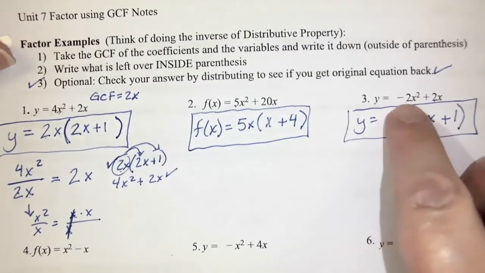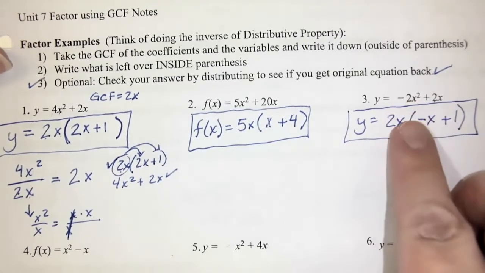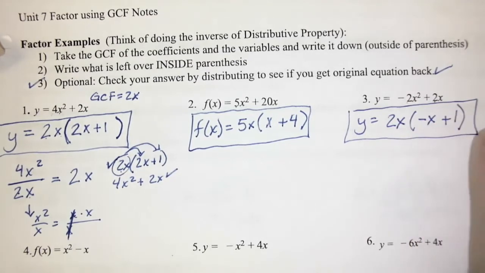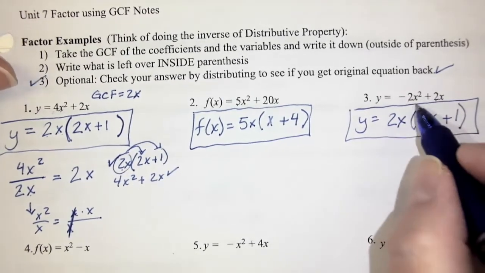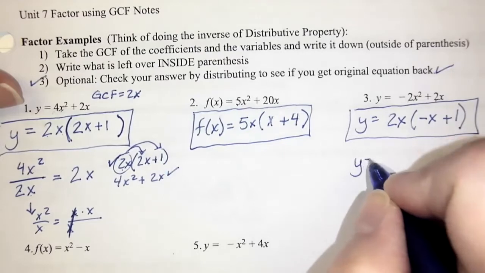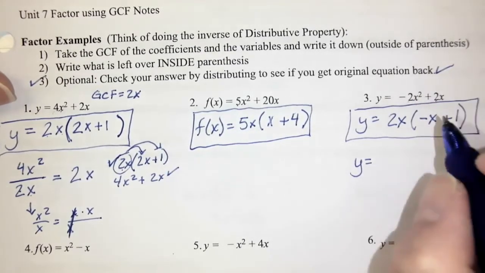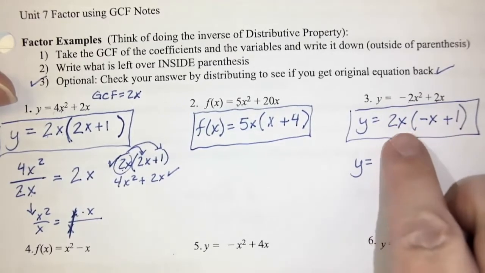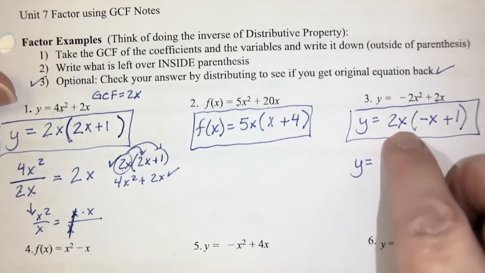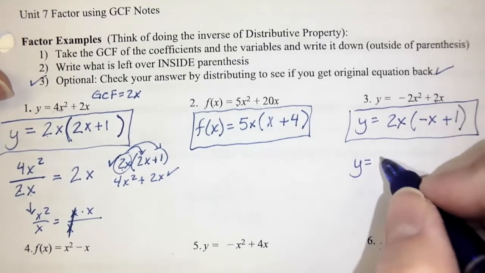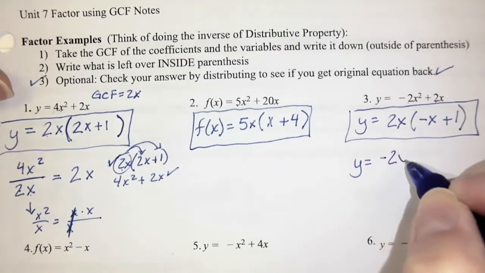You could factor out the negative, and when we look at some types of factoring, we will actually prefer that. So you could also have this answer, y equals... I prefer this to have that leading coefficient be positive. Okay, so let's make that known, that's a preference. But you could factor out a negative 2x as well.